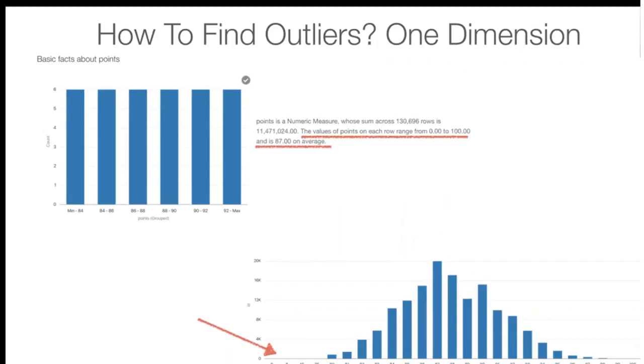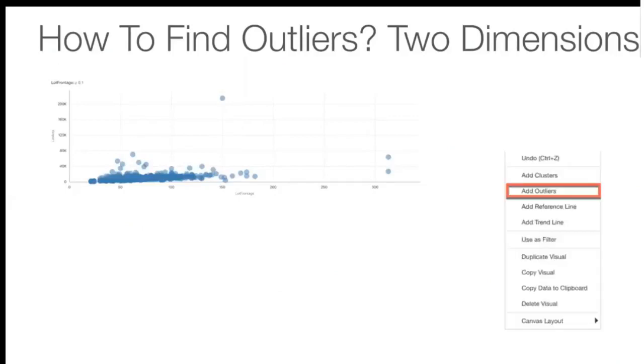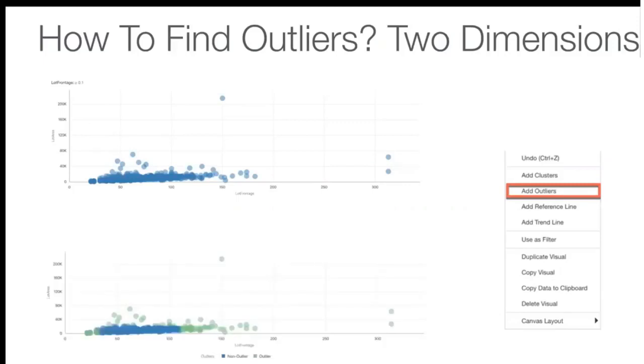What if I have more than one dimension? With 2 dimensions, I can create a scatter plot. And with OSC, I have an option: just right-click, add outliers. OSC will immediately divide my dataset into outlier and not outlier, and I can use this information to remove what OSC marks as outlier.